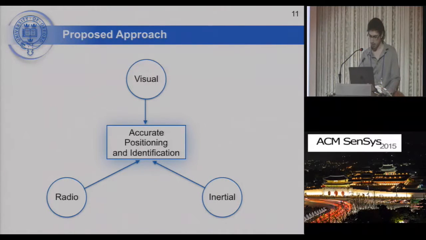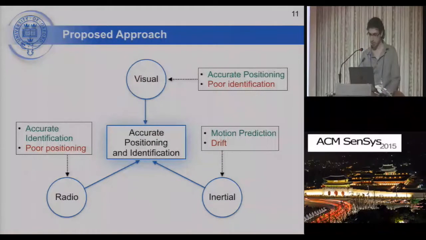And these sensor modalities are complementary. Visual observations provide accurate positioning, but poor identification, because the workers wear similar uniforms. On the other hand, radio measurements provide accurate identification, but poor positioning. And finally, we can use inertial measurements to have an accurate human motion prediction, but only for a short period of time because of the drift.